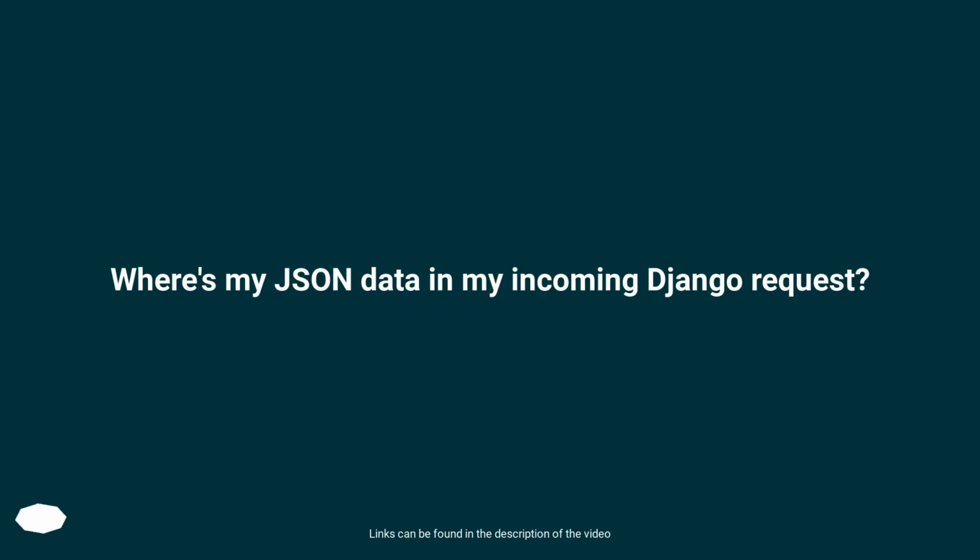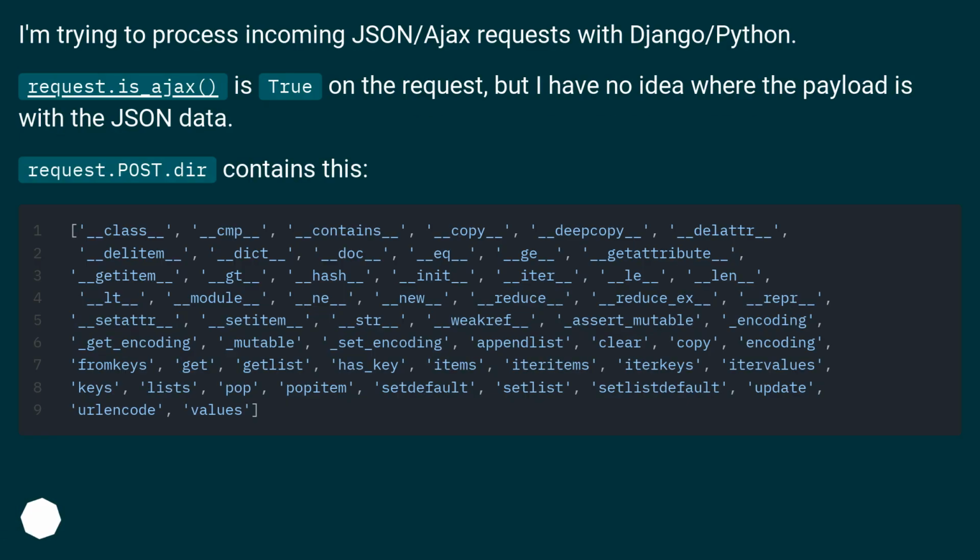Where's my JSON data in my incoming Django request? I'm trying to process incoming JSON/Ajax requests with Django/Python. request.is_ajax is true on the request, but I have no idea where the payload is with the JSON data.